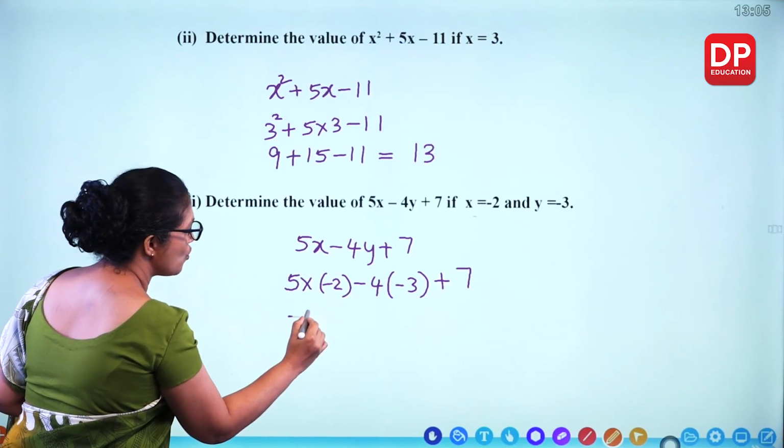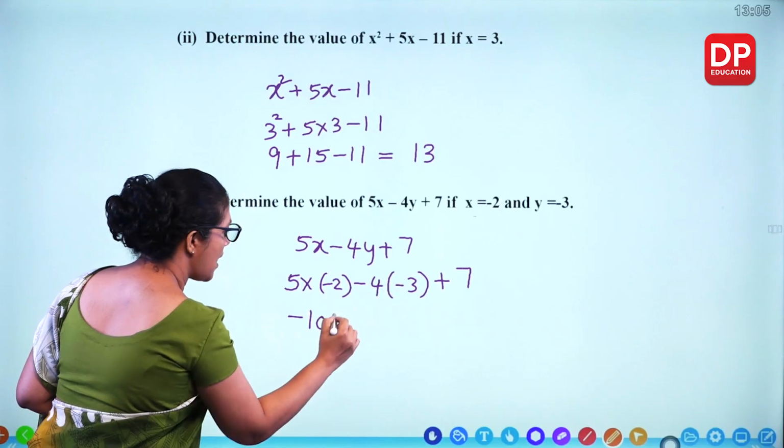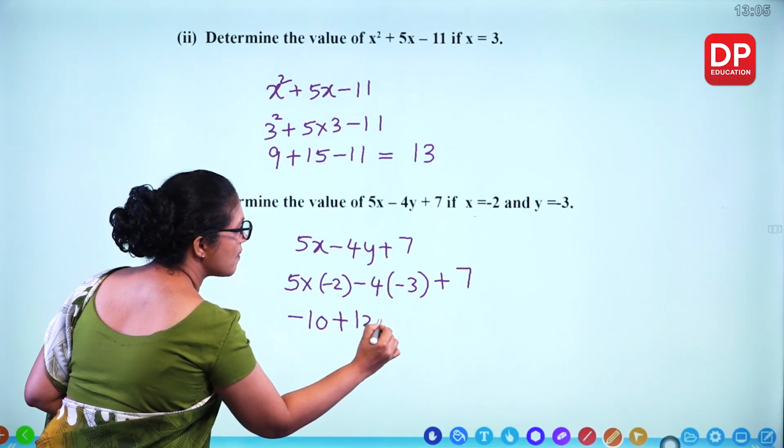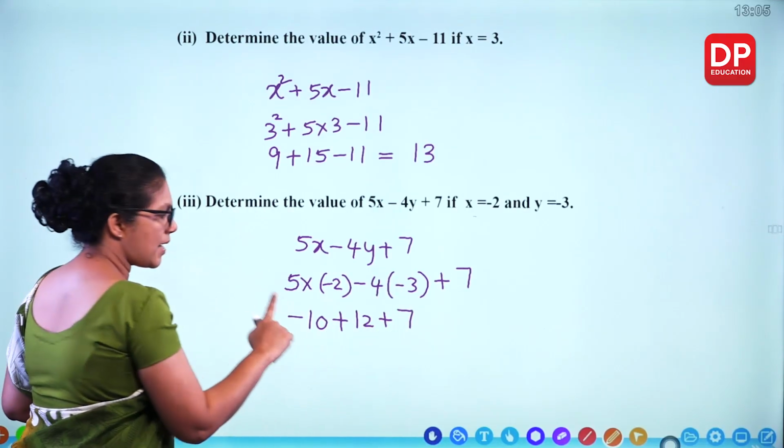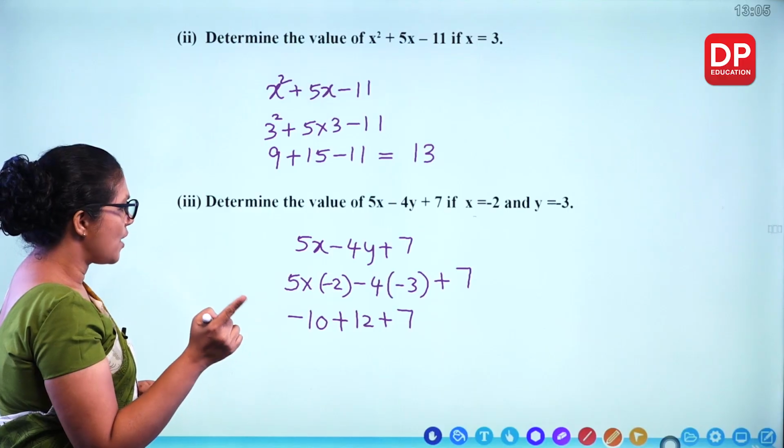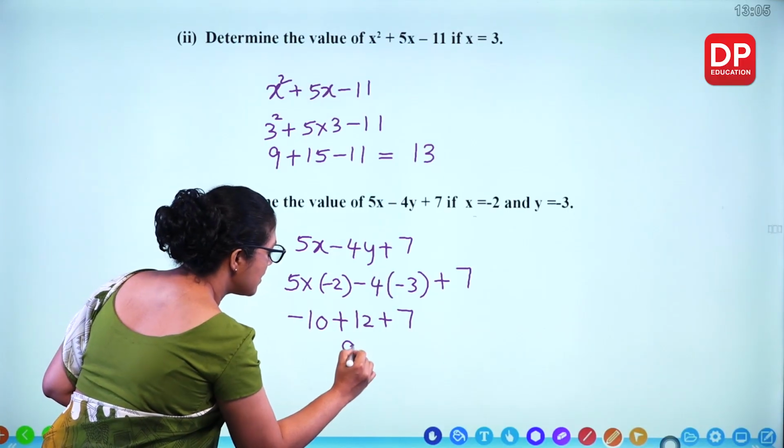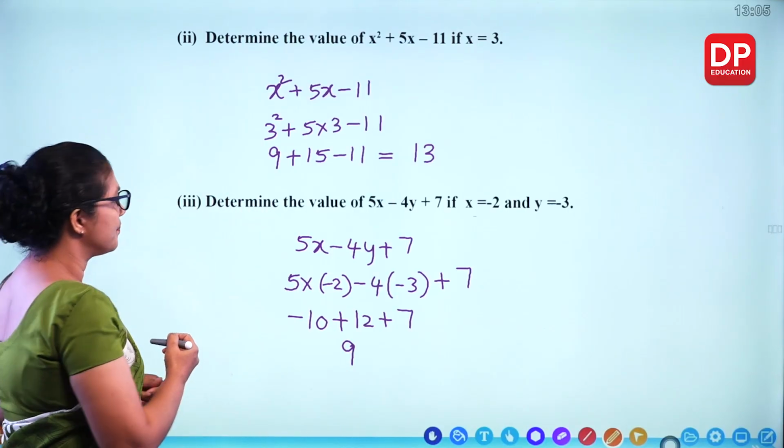5 times minus 2, minus 10. Minus minus plus 12 plus 7. Minus 10 plus 12 plus 2, 2 plus 7, that's 9.